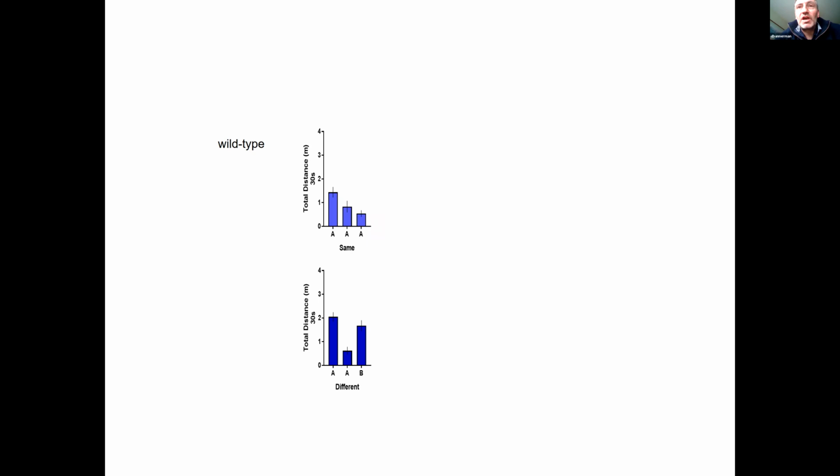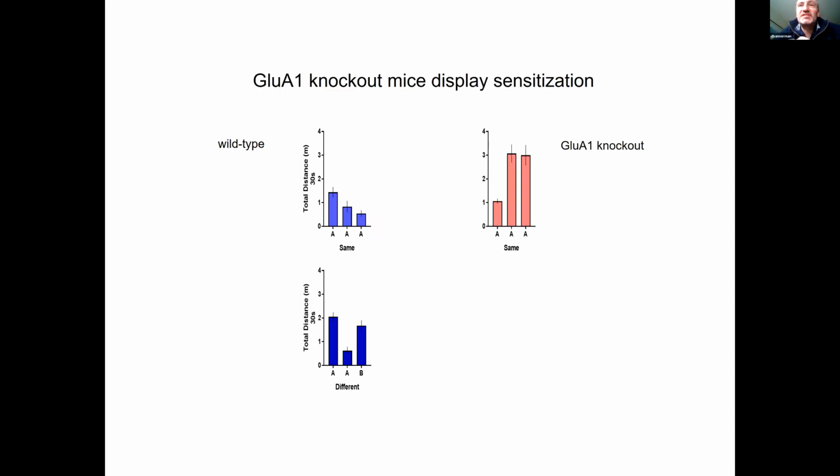So what about the GluA1 knockouts? Well, strikingly, they do exactly the opposite. They start off running around the box, quite similar to the wild types on trial 1, but rather than going down, their levels of exploration actually increase from trial 1 to trial 2. So their levels of exploratory attention are actually increasing with each exposure rather than going down. When we change the stimulus on trial 3, you can see that levels of exploration go back down again.